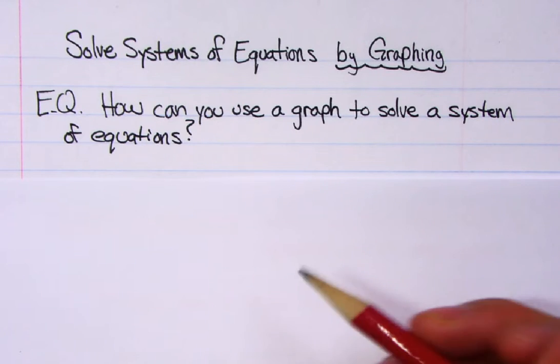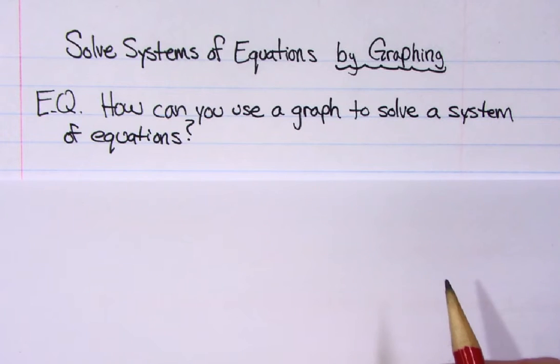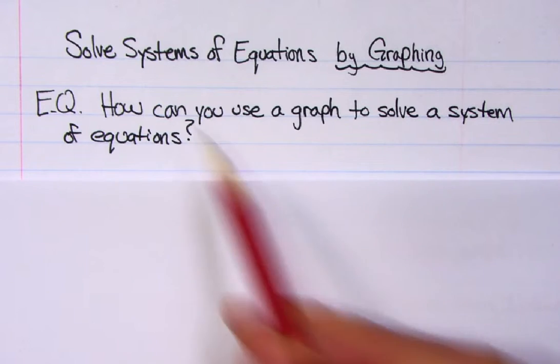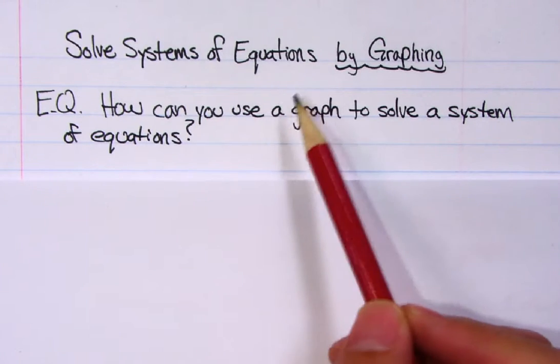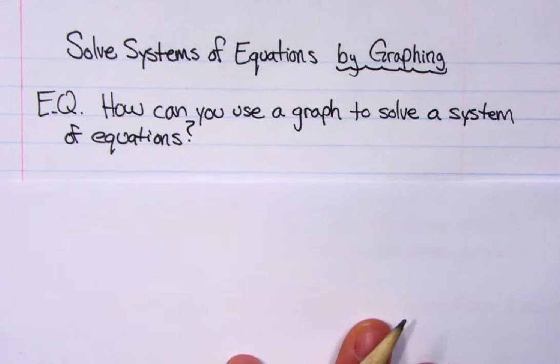All right, we just finished figuring out how to write linear equations given a point and a slope. And we'll be able to graph that without a problem. And now we're going to talk about solving systems of equations by graphing. So how can you use a graph to solve a system of equations?